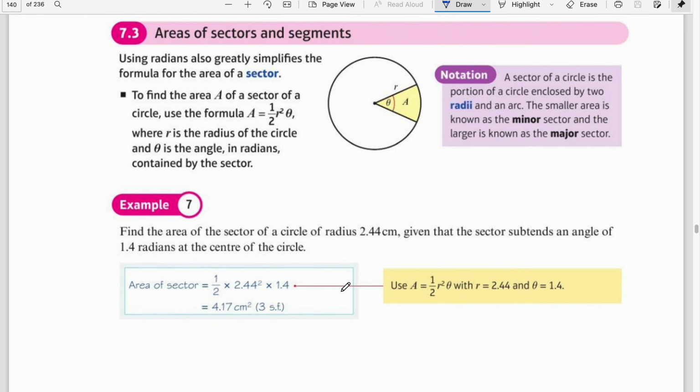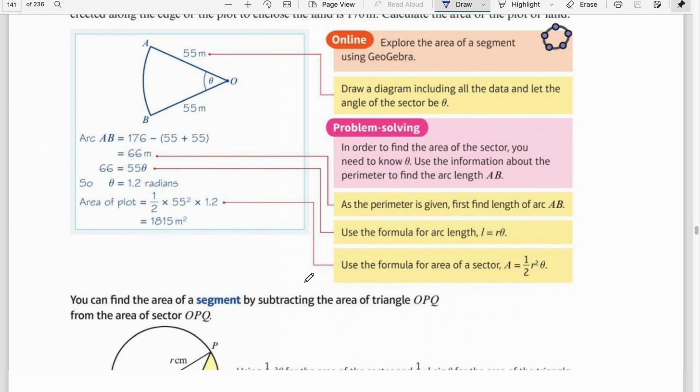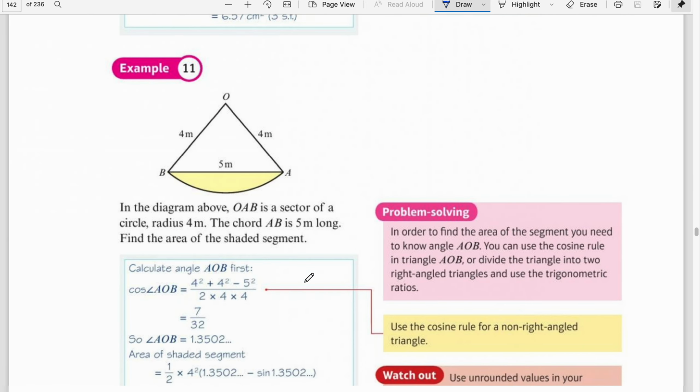Area of sectors. Introduction of a new formula: area is equal to 1 by 2 r squared theta, or area is equal to 1 by 2 r s, where s is the arc length. And s equals r theta. So these are the three formulas in addition to the ones we used to do in O levels. And let's find some exam style questions.